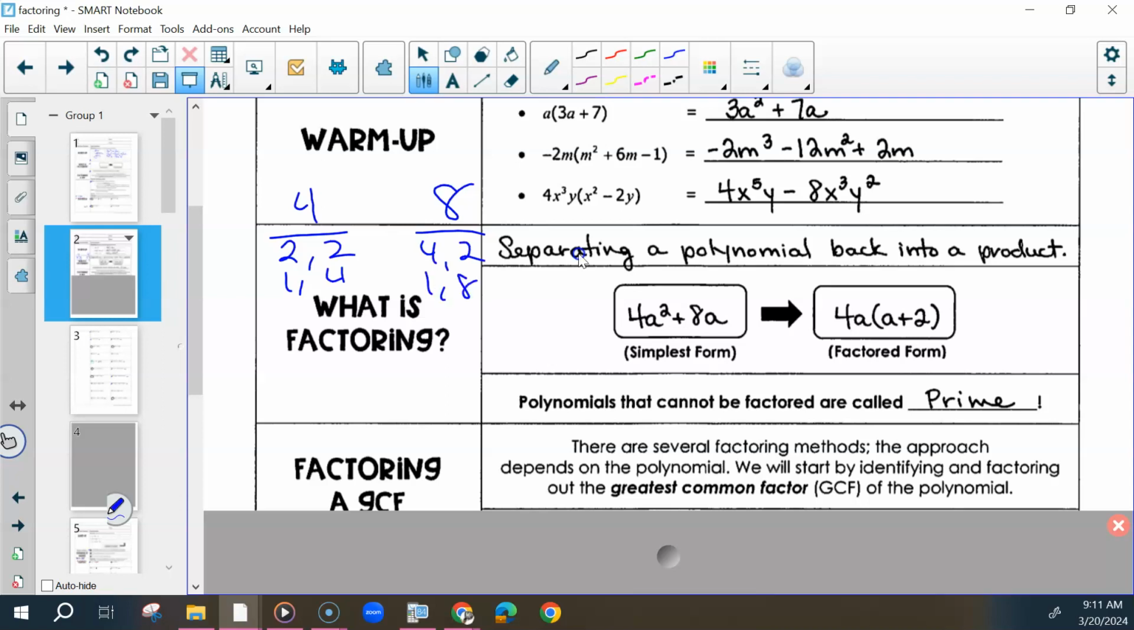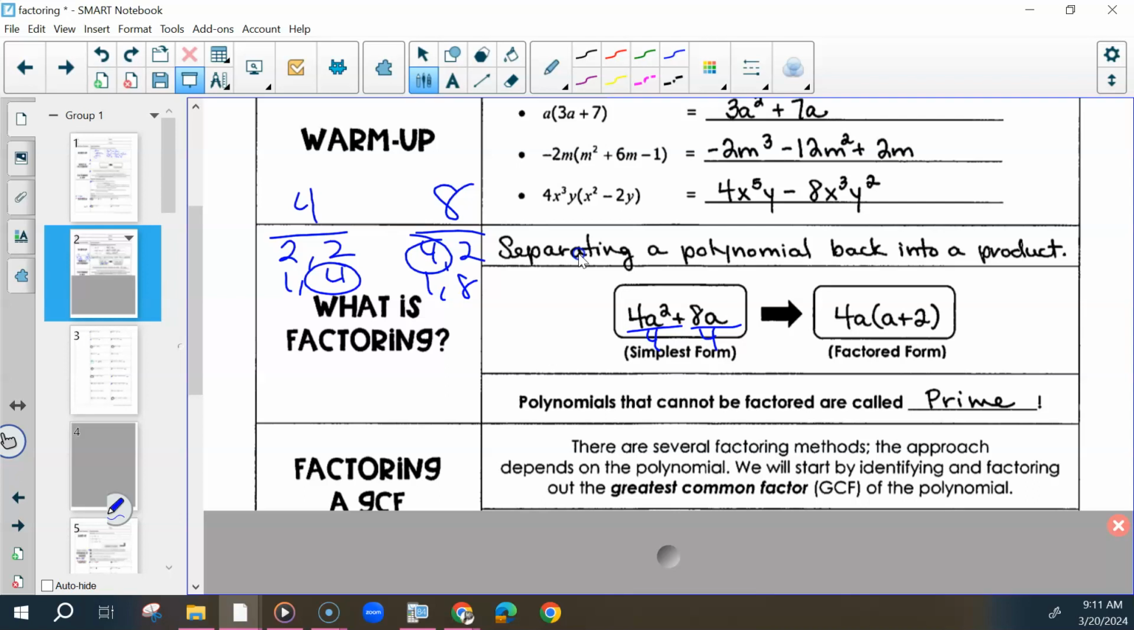And then of those, we're looking for what is the highest number they both share? 4. So that would be the greatest common factor between the two of them. And when we factor, we're going to divide by whatever that GCF is. But when we divide here, we don't want to get rid of things. So when we rewrite it, we're going to put it actually out front.